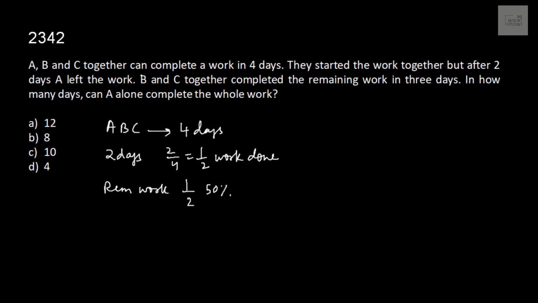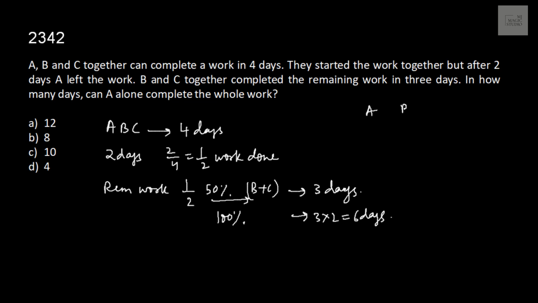Now what is happening after 2 days? After 2 days, A left the work, gone. B and C completed the remaining work in 3 days. That means B and C working together can complete 50% of the work in 3 days. Now, if only B and C are supposed to complete 100% of the work, then it would be completed by B and C in 3 into 2, that is 6 days.